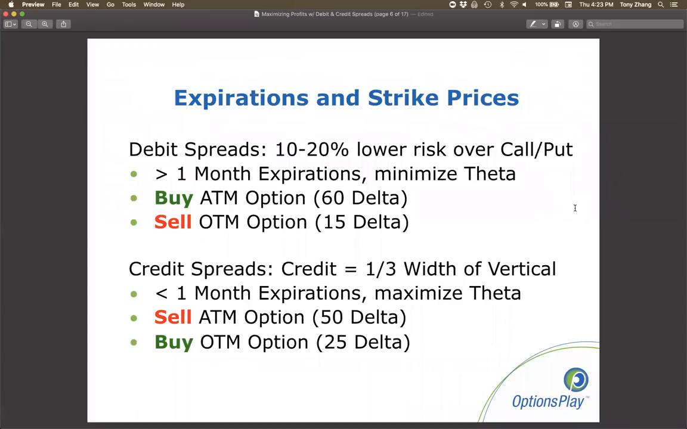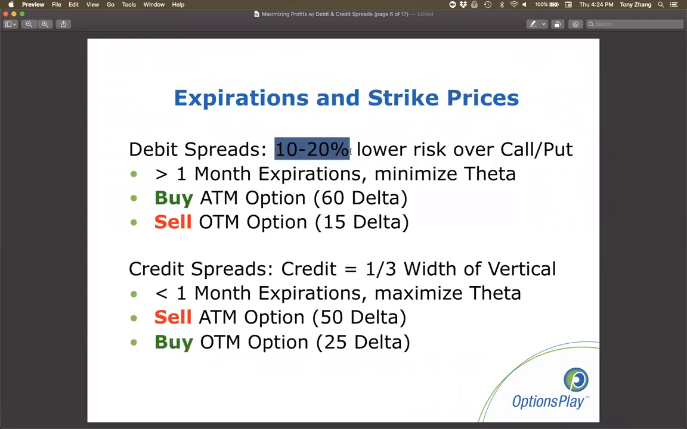So when we think about debit spreads, think of them as an improvement on simply outright buying a call or a put. If you're brand new to options trading, or if you've traded options before, you know that buying a call is bullish, buying a put is bearish, but that also has some limitations. The reason we want to trade debit spreads is because buying calls and puts sometimes is very expensive. We can lower the cost of buying a call or a put by about 10 to 20% by trading a debit spread versus outright buying the call or the put.